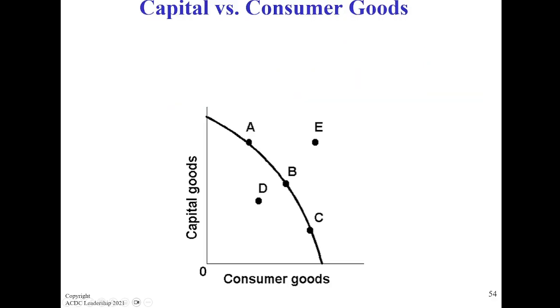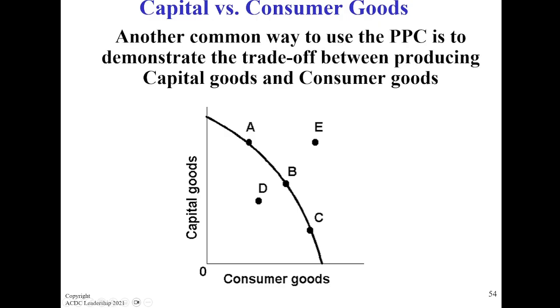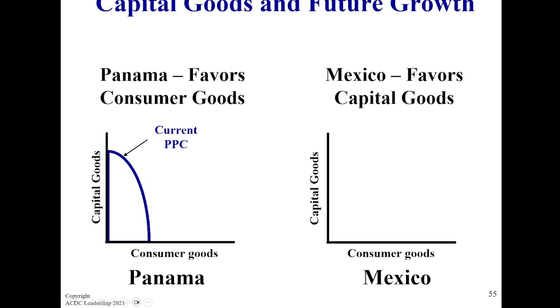And then, so capital versus consumer goods, right? Another common way to use a PPC is to demonstrate the trade-off between producing capital and consumer goods, right? So if we look at Panama, for example, this is what their current PPC looks like. They favor producing consumer goods. So in order to produce capital goods, right, they need to essentially invest more. So in the future, their whole thing will be shifted outwards because they'll be making more profit.